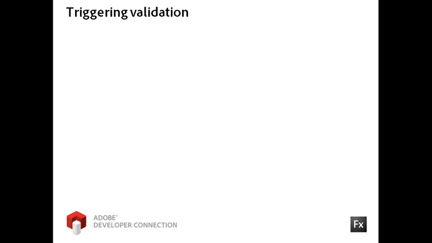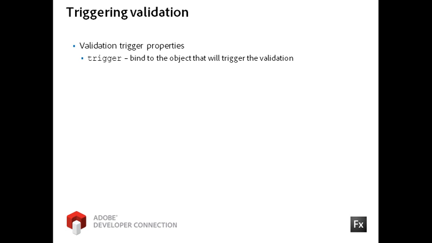You can define a validator to execute based on a specific event on a specific object. First, you add the trigger property to the validator with a binding to the instance name of the object that will trigger the validation. Then you add the trigger event property to the validator to name the event on the trigger that will trigger the validation.